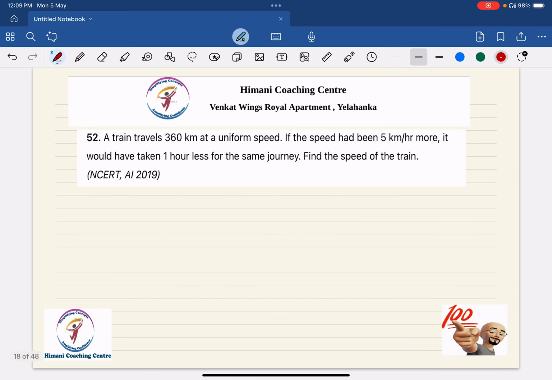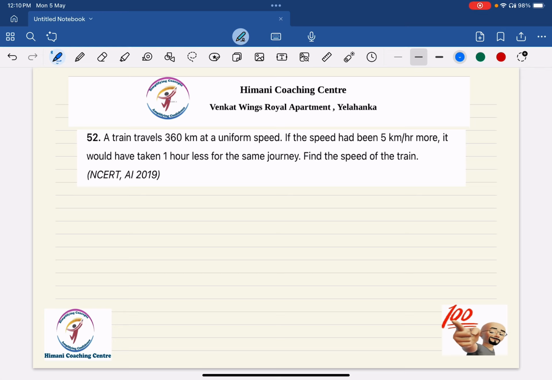Okay, now let us move to the next kind of question. It says a train travels 360 km at a uniform speed. If the speed had been 5 km per hour more, it would have taken 1 hour less for the same journey. Find the speed of the train.